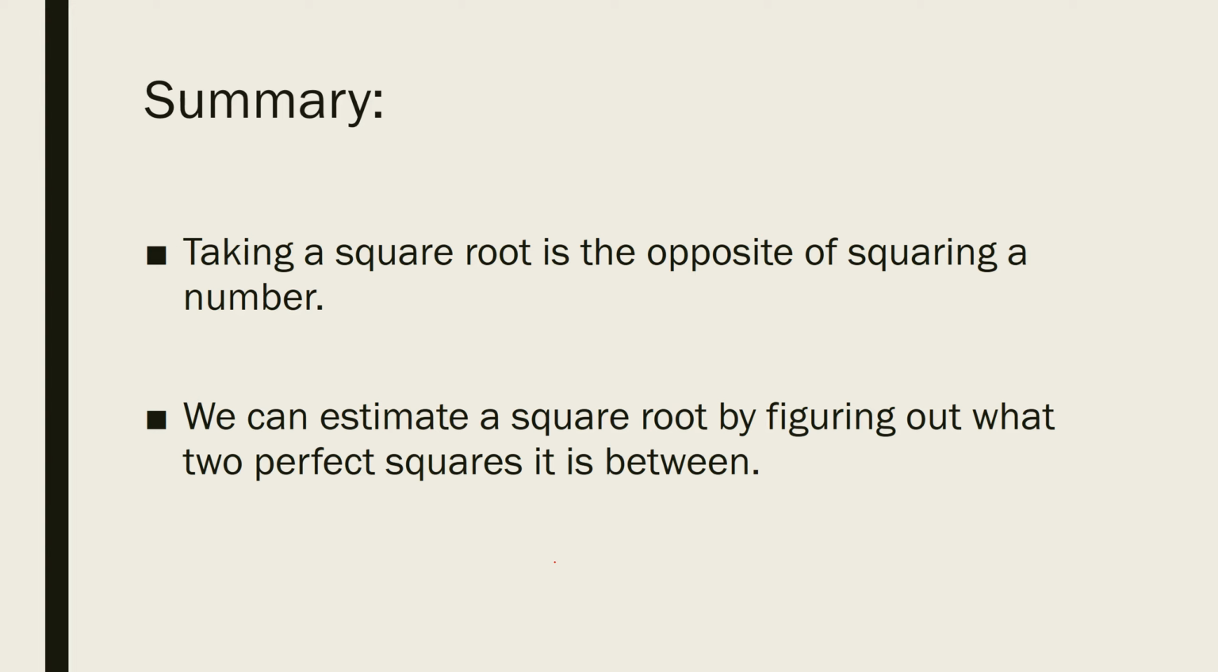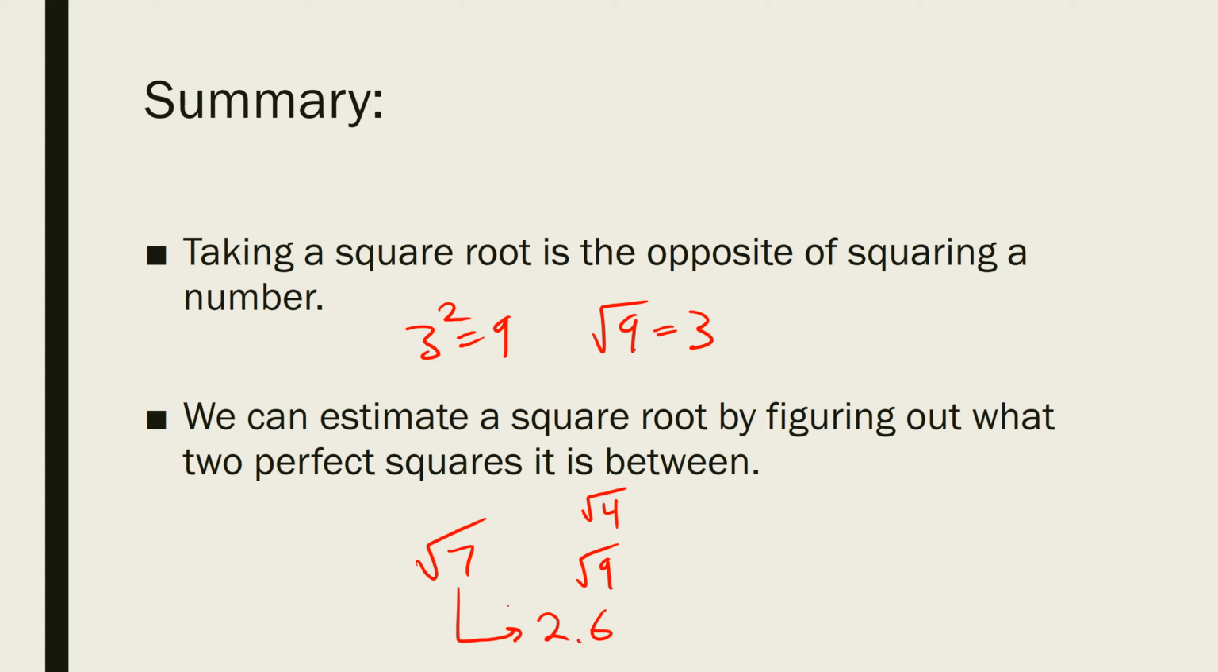First of all, taking a square root is the opposite of squaring a number. So since 3 squared equals 9, when I take the square root of 9, that's going to give me 3. We can estimate a square root by figuring out what two perfect squares it is between. So if I had, say, the square root of 7, I would say, oh, that's between square root of 4 and square root of 9. Therefore, this has to be somewhere in between 2 and 3. Therefore, it's something like 2.6-ish.